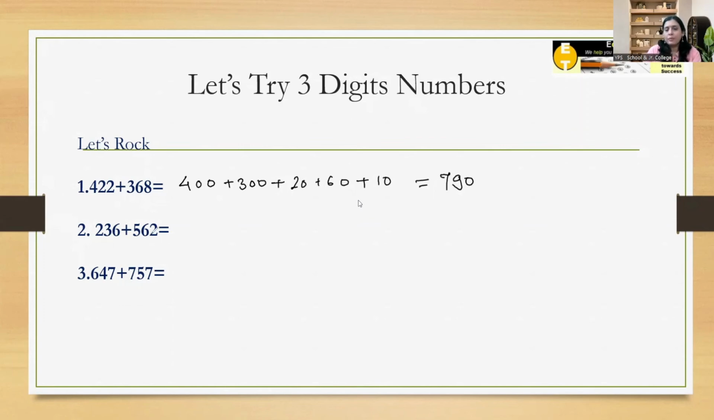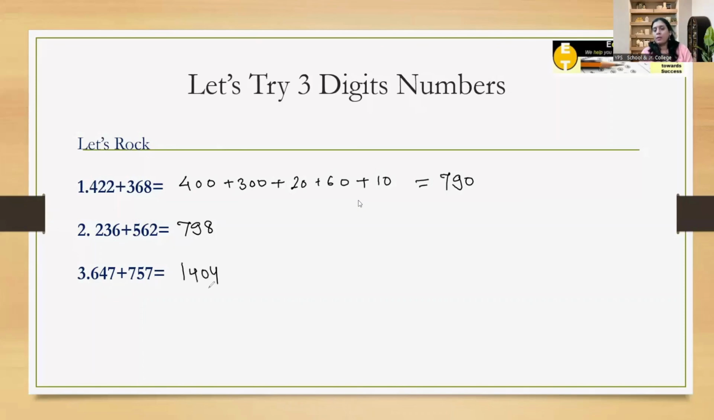Now I am going to do this mentally. 200 plus 500 is 700 and 36 plus 62. 30 plus 60 is 90 and 6 plus 2 is 8. So how much is it? 798. Now see, 600 plus 700 is 1300 and this is 40 plus 50. 40 plus 50 is 90 and 7 plus 7 is 14, so 90 plus 14 is 104. So 1400 plus 104, the answer is 1404.